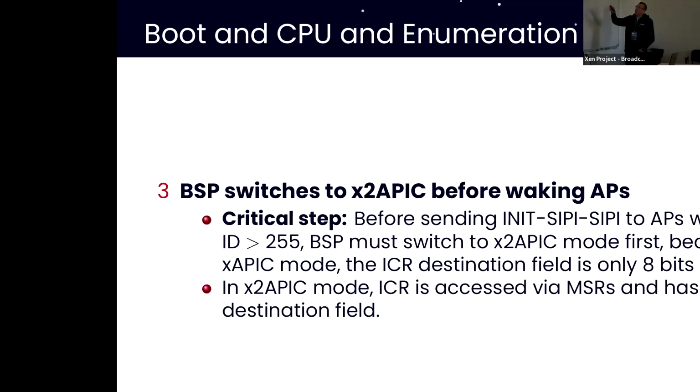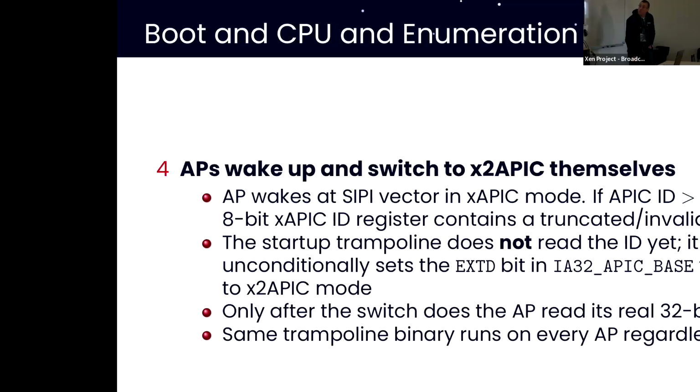And yeah, this is a critical step, of course, because otherwise, if he then tries to send to other APICs and he's still in xAPIC mode, he would not be able to. So he switches to x2APIC mode. His interrupt command register here contains the full 32 bits. So he can send IPIs to wake up the other cores, to higher core numbers with higher APIC ID. And then afterwards, when the AP wakes up, the application processor, this is a secondary core.